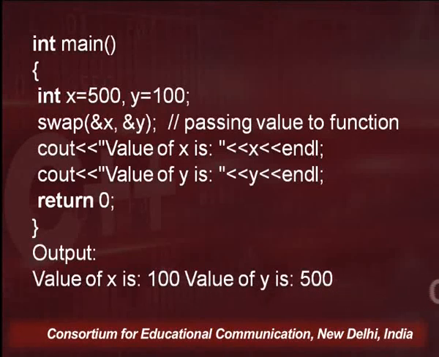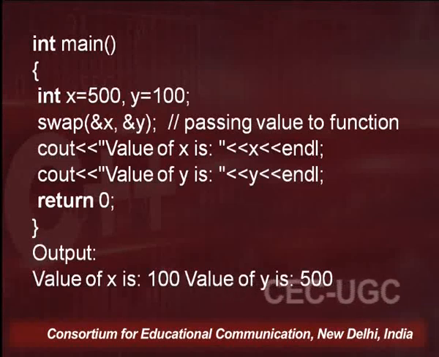So ampersand x will be stored inside the pointer variable x, and ampersand y, which is the address of y, will be stored inside the pointer variable y. So now what will happen? The value of x is 500, the value of y is 100, and there will be some hexadecimal format address. These addresses are being passed to the swap function.